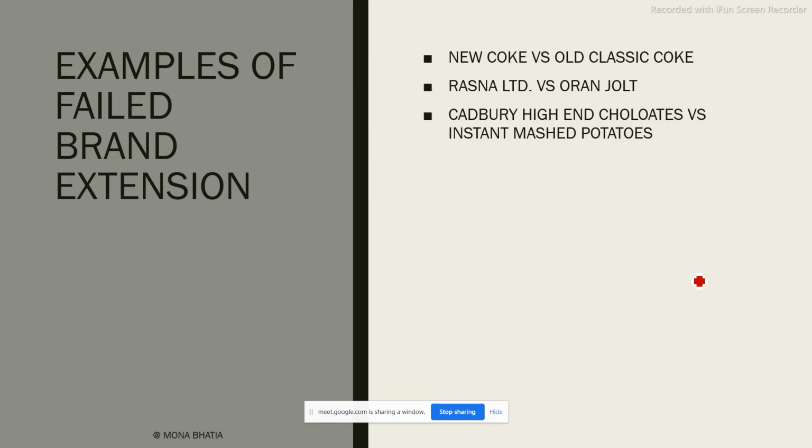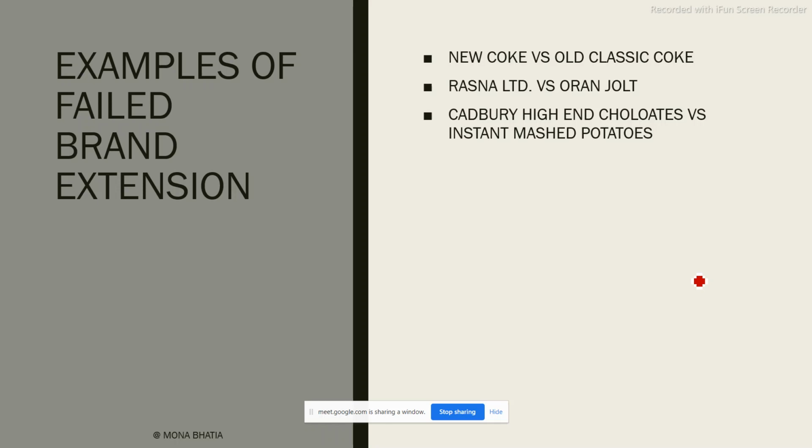One, new Coke versus the old classic Coke. So in the 1980s, Coca-Cola tried a new stunt. They thought that taste was the only factor the consumer cared about. So they were wrong this time.